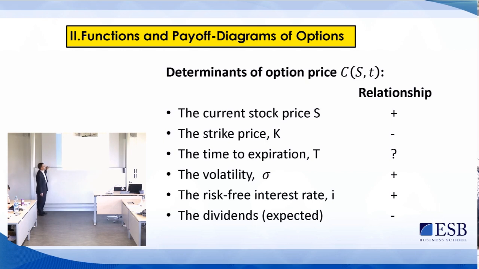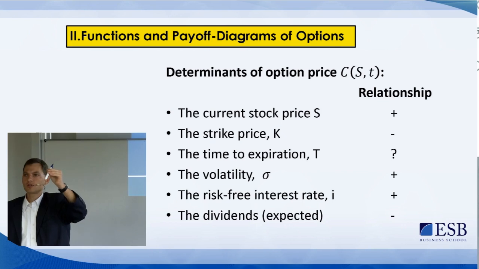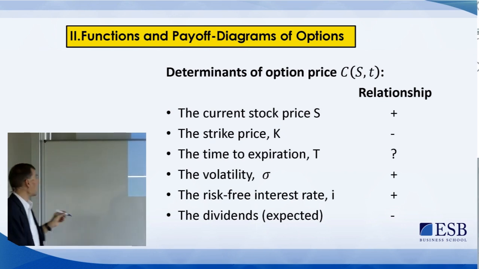How can we explain this positive relationship? Does anyone have an idea? Please repeat the question. The question is, how can we explain this plus sign here that tells you there's a positive relationship between the price of the underlying asset and the price you have to pay for an option today. The higher the price of the underlying asset, the higher is the option price you have to pay.